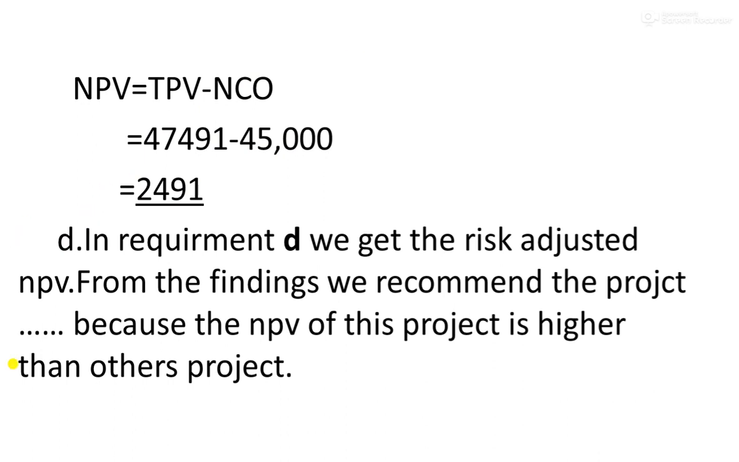So dear students, what is the basic difference between risk adjusted NPV and risk unadjusted NPV? The basic difference is when we use the rate of factor as the cost of capital, then we get the risk unadjusted NPV. On the other hand, if we use the risk adjusted discount rate as a factor, then we get the risk adjusted NPV. Clear? Dear students, I hope you understand, or I am able to make you understand.